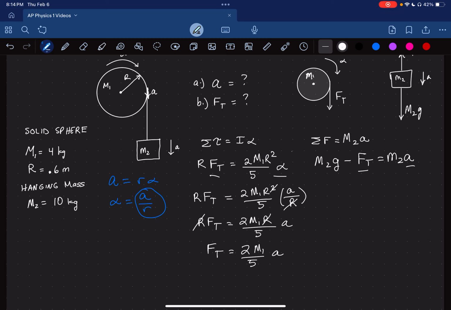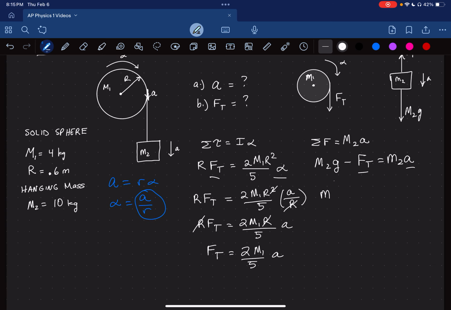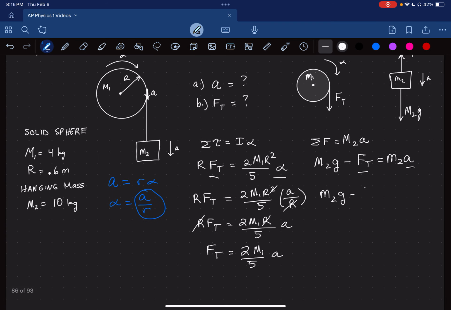Yeah, I think it's 2/5 m1 r squared. Yeah, looks good to me. Can anything else cancel? Nope, I think that's it. So here's what we can do now. We can substitute this expression into this equation. We can say m2 g minus 2 m1 a over 5 equals m2 a.